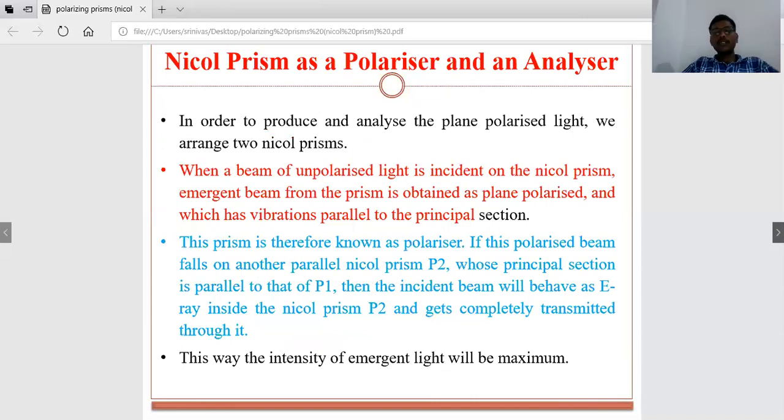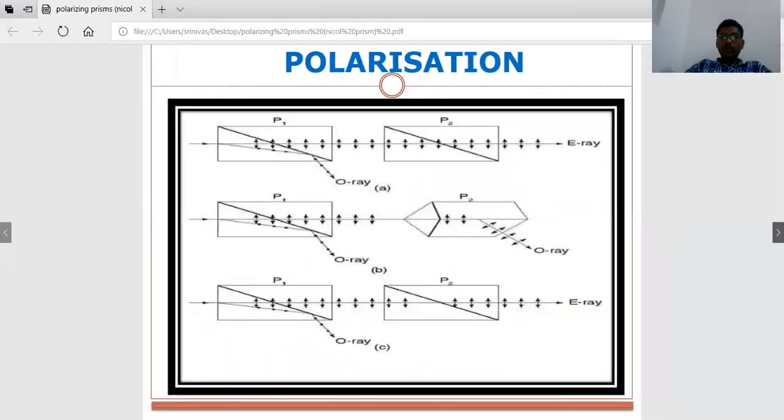Next, the Nicol prism as a polarizer and analyzer. How will we see this? In order to produce and analyze plane polarized light, we have to arrange two Nicol prisms, P1 and P2. The principal axis is the same for P1 and P2 in diagram A. For diagram B, we twist the second Nicol prism P2 by 90 degrees. Twisting again by 180 degrees, it comes back to the same position.